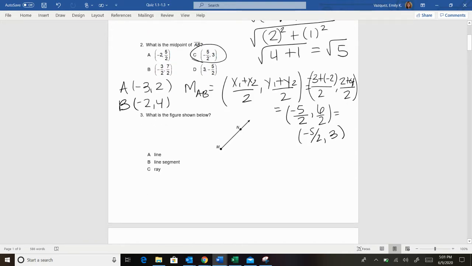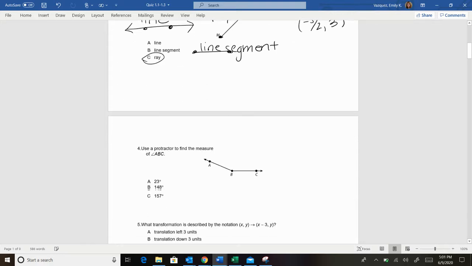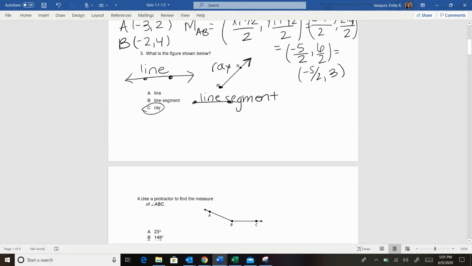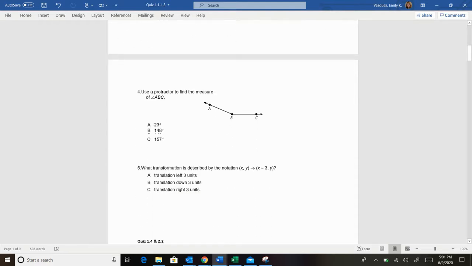For number 3, I think there were a couple more examples here. But when you have a dot on one side and a little arrow on the other, that is known as a ray. A line segment would be from here to here. And a line could be represented like this. So this is a line. This is a line segment. You need to know all of these. And this is a ray. So what is the difference between a line and a line segment? A line segment is from point to point, and a line has 2 arrows at the end.